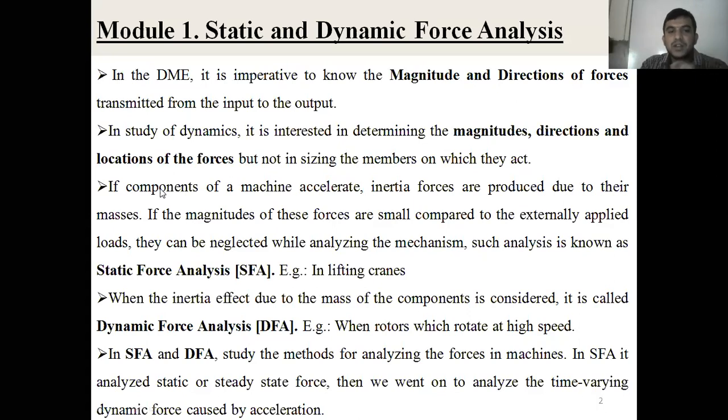Clear? Next, if components of a machine are accelerated, meaning the body is under motion and it is accelerated, whatever inertial forces are developed, inertial force is nothing but mass into acceleration, those are inertial forces produced due to their masses. If those inertial forces are small compared to external applied loads, they can be neglected while analyzing the mechanism.